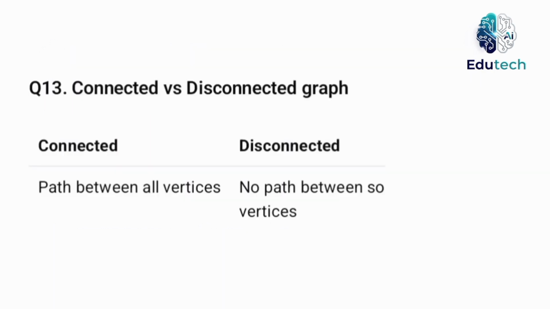Difference between connected and disconnected graph. In a connected graph, every pair of vertices is joined by at least one path. In a disconnected graph, there exists at least one pair of vertices for which no path exists, resulting in separate components.